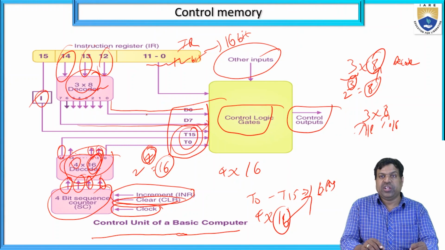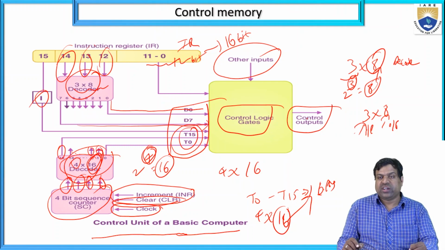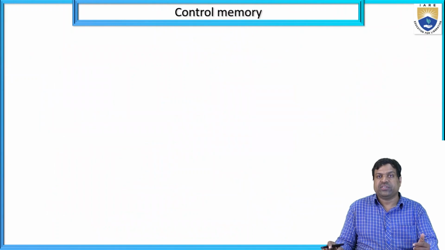And here the 3 into 8 decoder means D0 to D7. So total 8. So 0 to 11 and 12, 13, 14 are the inputs and 15 is the instruction bit. So the control logic gate is connected and the output is a control output, and if other inputs are available, they will be connected to the control logic gate. So it is the control unit of a basic computer.